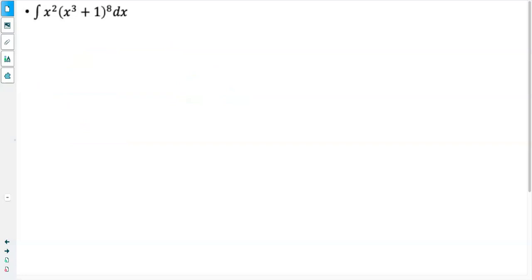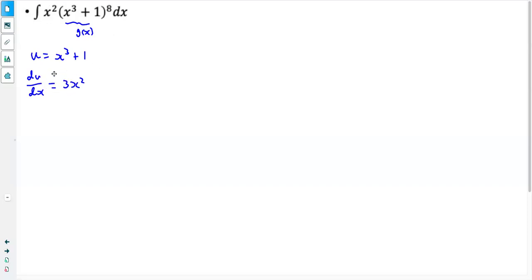Next example, we have the integral of x squared times x cubed plus 1 to the power of 8. So once again, we'll take this as our g of x, and we'll say u is equal to x cubed plus 1. Now du dx would then be 3x squared. If we look at that, that doesn't really match up here. We don't have a 3x squared here. We just have an x squared and a dx.